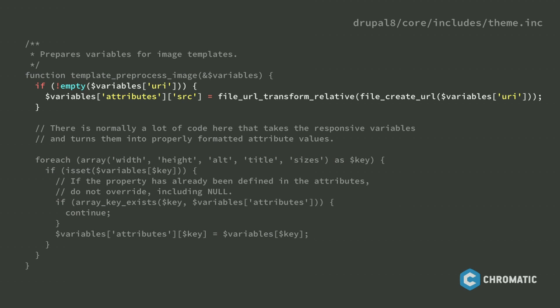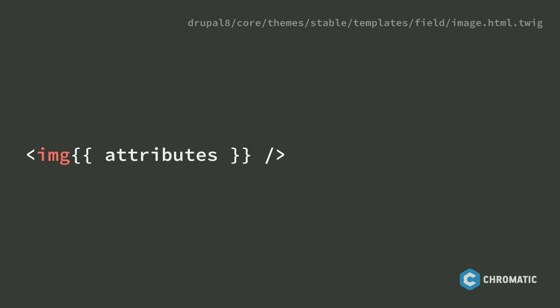So for this specific preprocess function, you can see that core is taking the value of our URI variable and assigning it to the source attribute. Then there's a lot of code that I commented out so I could fit the rest on this slide, but it takes all of the data that you pass in the source set array and turns it into flattened strings for that attribute. And then finally it takes the rest of whatever other variables you've passed along, which are a lot more simple, and assigns them to the attributes array as well. And that's what gets printed in the template.